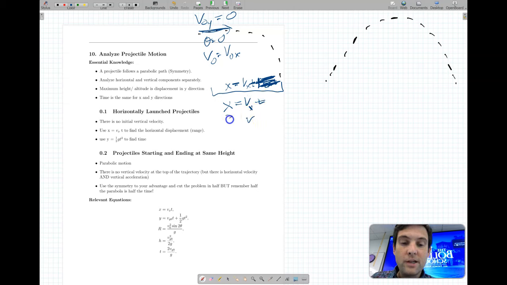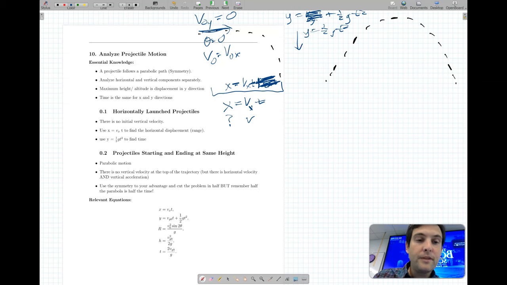Maybe we have x, we're looking for that, but we don't know t. In that case, we're going to use time in the vertical direction. We'll hopefully know our height or altitude, and y equals v naught y times t plus 1/2 g t squared. No initial velocity in the beginning, so all of that goes away, and our equation simplifies to 1/2 g t squared. We can solve for time here and get t equals square root of 2y over g. And then whatever time we get here, we can substitute back in there.